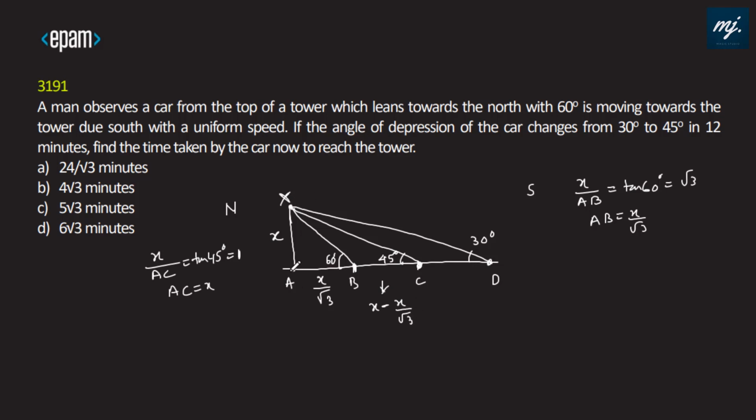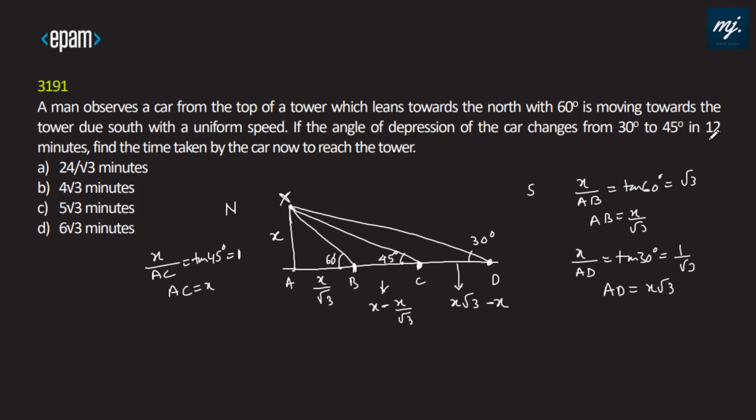Now the larger one, XAD, x by AD, perpendicular by base, equals tan 30 degrees. Tan 30 degrees is 1 by root 3. That means AD is x root 3. Now what will be this distance CD? This will be AD minus AC, isn't it? So this is AD minus AC. AC is x. Now we have the length of all the 3 parts.